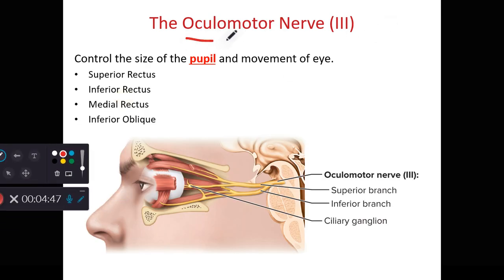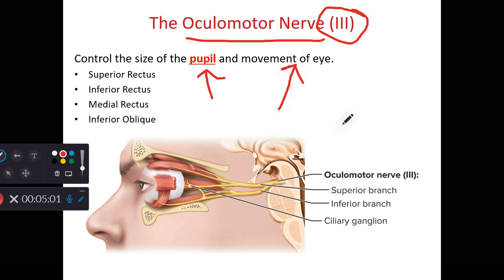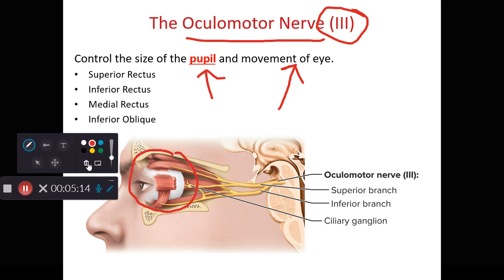As we look at the oculomotor nerve, cranial nerve number 3, it's going to be a motor nerve. It's going to control the size of the pupil, so the contraction or dilation of the iris, and it also is going to control movement of the eye. Muscles that are controlled by the oculomotor nerve include the superior rectus, the inferior rectus, the medial rectus, and the inferior oblique, the muscles associated with eye movement. Not all of them, but a lot of them.